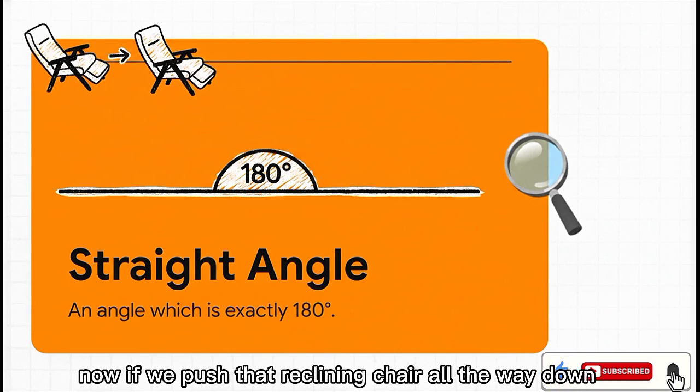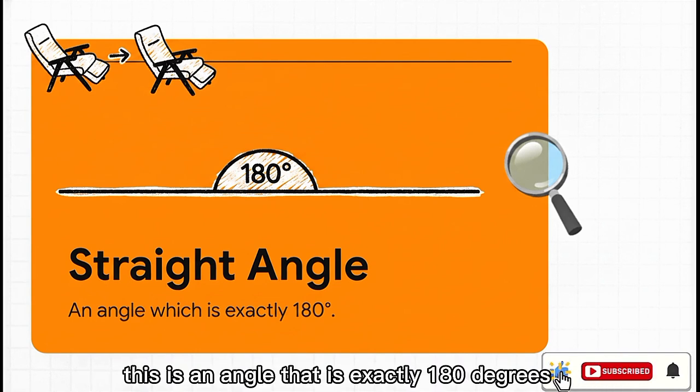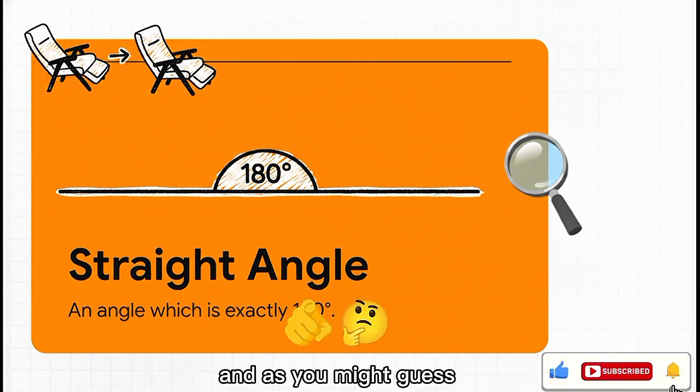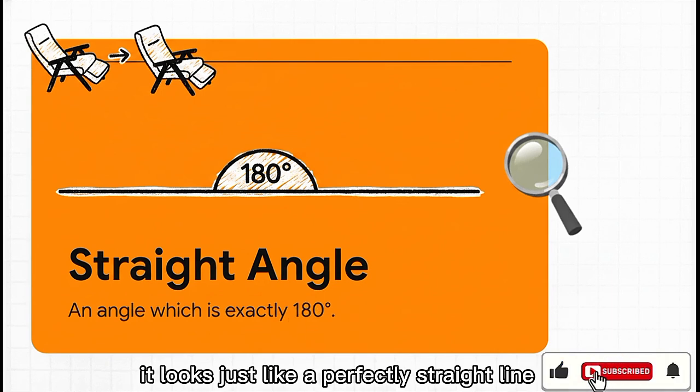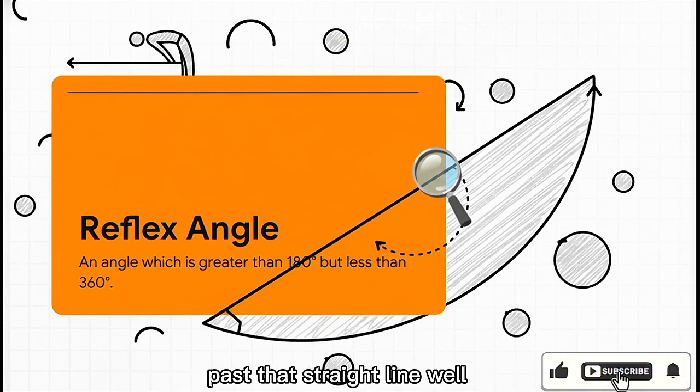Now, if we push that reclining chair all the way down until it's perfectly flat, we get the straight angle. This is an angle that is exactly 180 degrees, and as you might guess, it looks just like a perfectly straight line. But wait, what if we keep bending backwards, past that straight line?